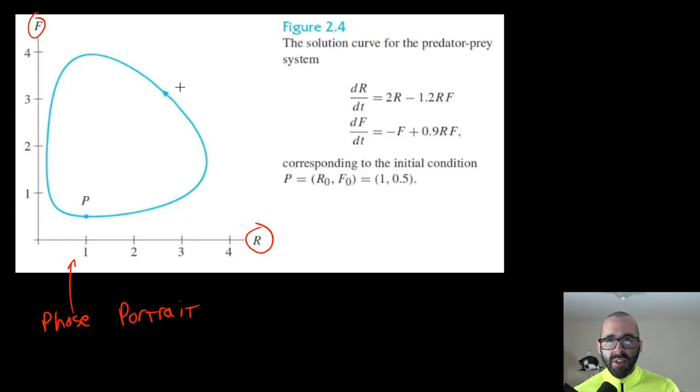We start here and then follow this arrow. The rabbits are going to grow and the foxes are going to grow. Oh, and then the rabbits start declining, but the foxes are still growing. And then the foxes start declining. And eventually there's few enough foxes that the rabbits start to grow. And we're back where we started.